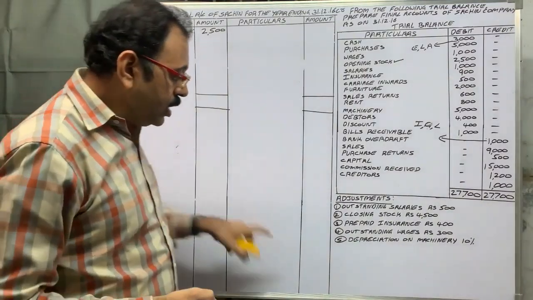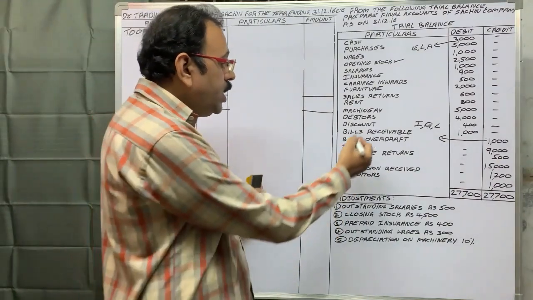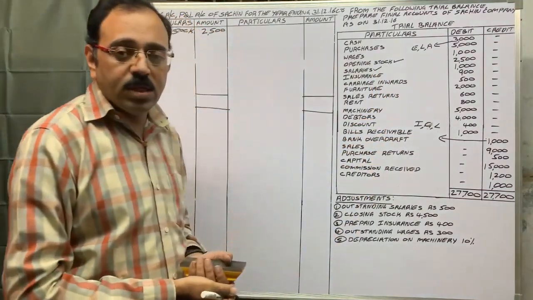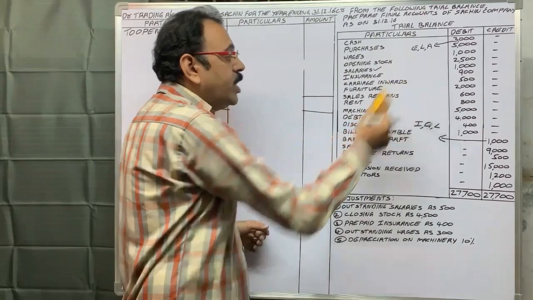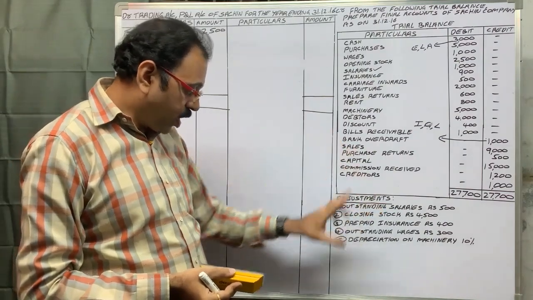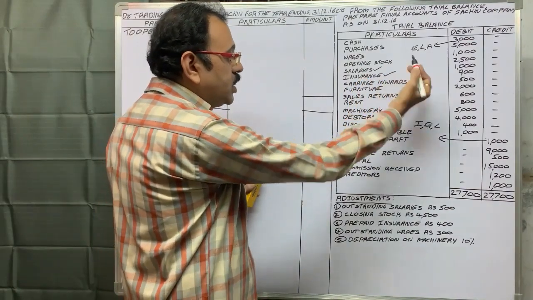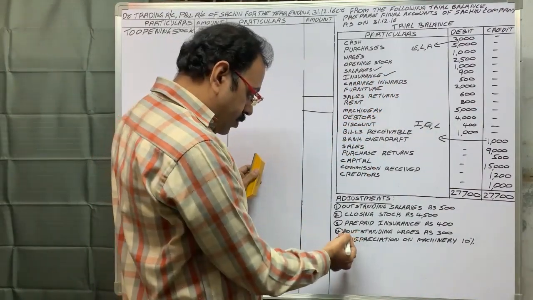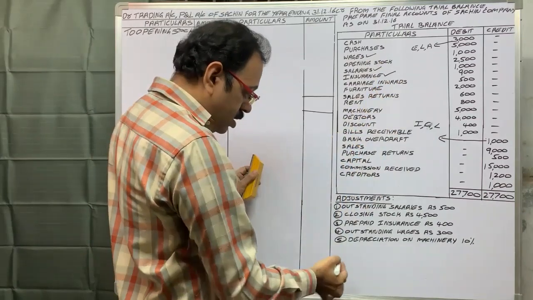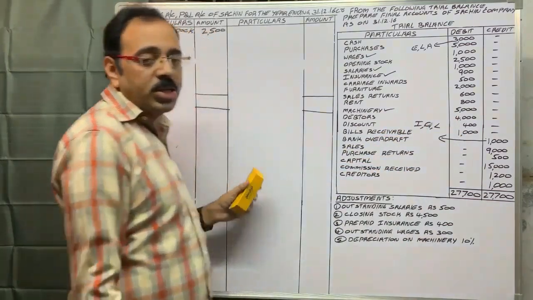Then see the adjustments once. Outstanding salaries. So related to salary, there is one adjustment, no? For salary, put a tick mark like this. Then you can remember that for salary there is one adjustment. Similarly, closing stock. Prepaid insurance. So relating to insurance, there is one adjustment. Outstanding wages. For wages, put a tick mark. Then depreciation on machinery. Related to machinery, there is one adjustment.